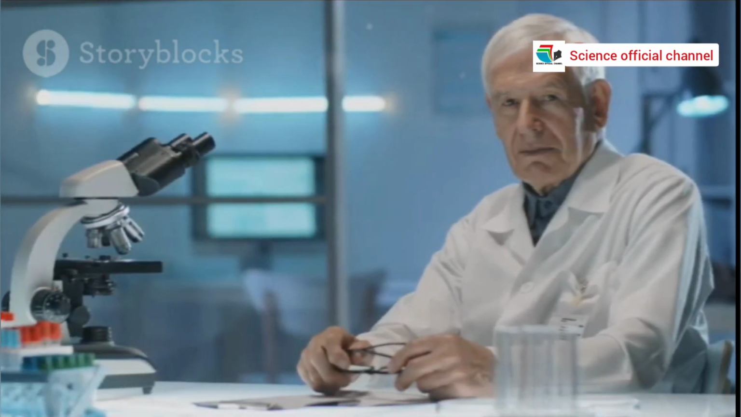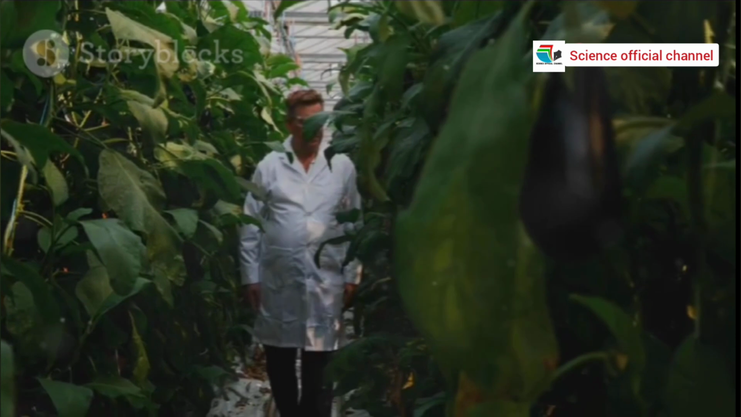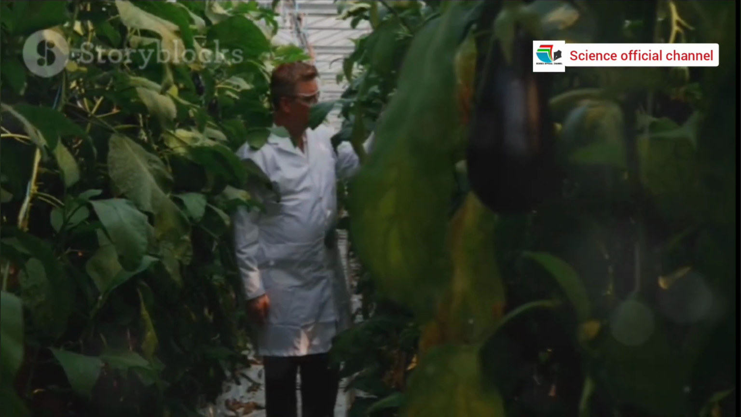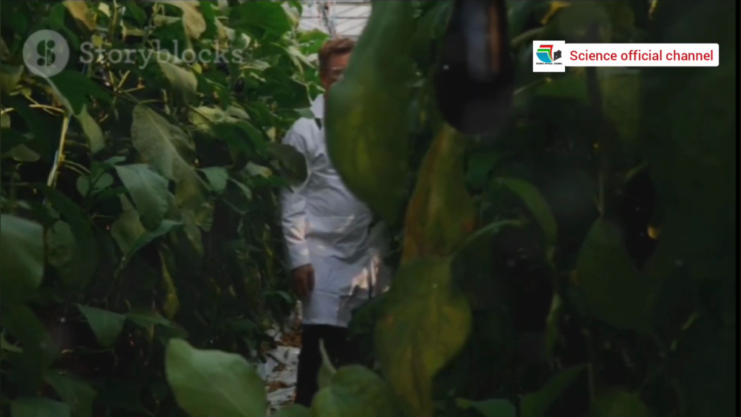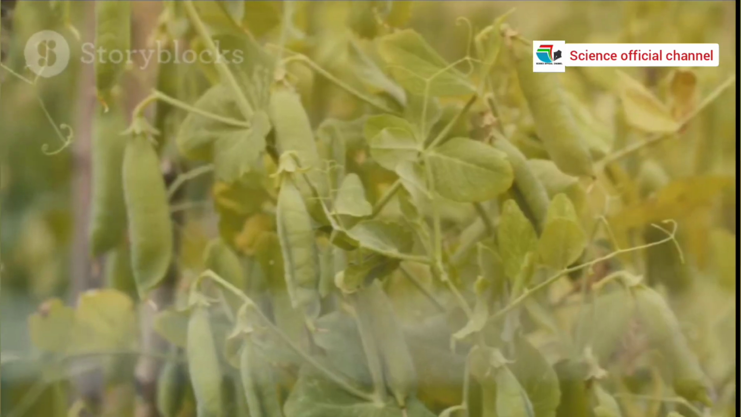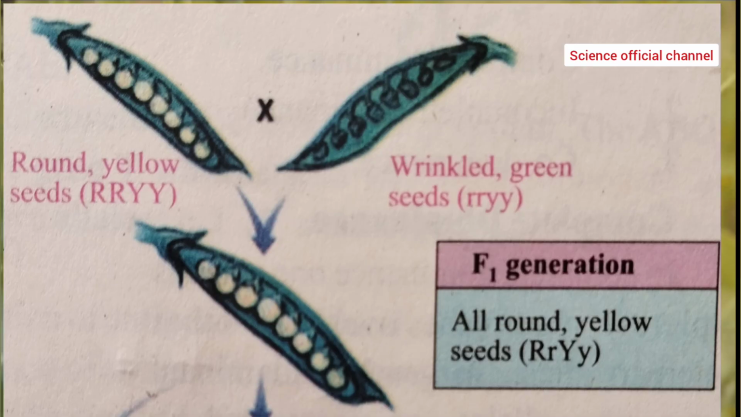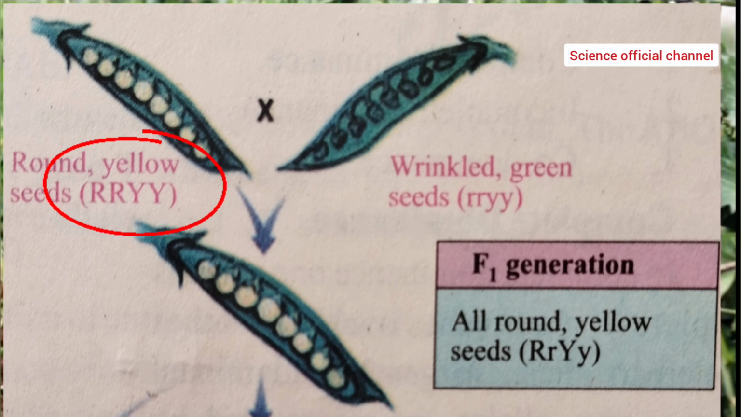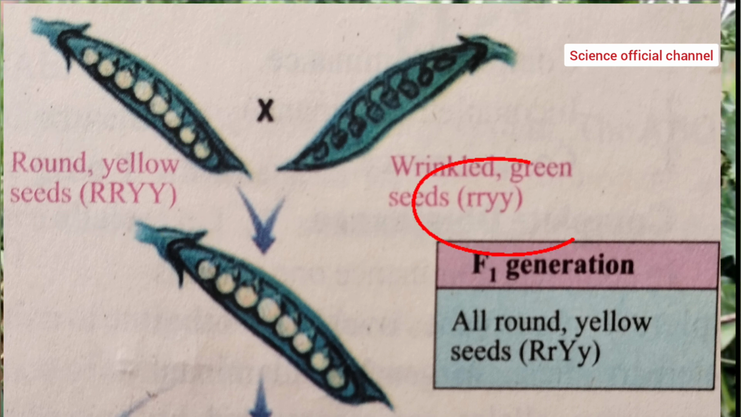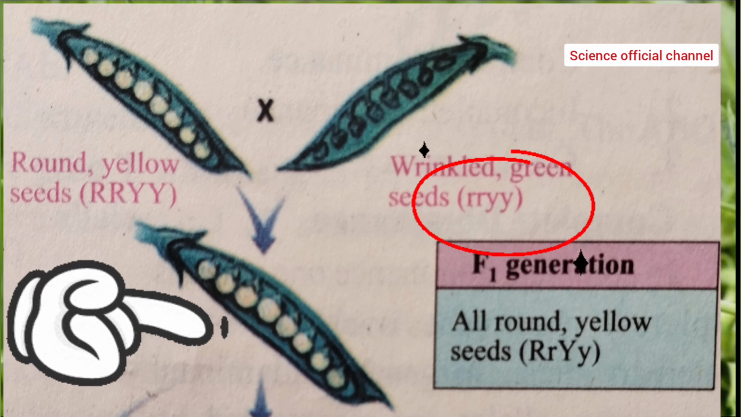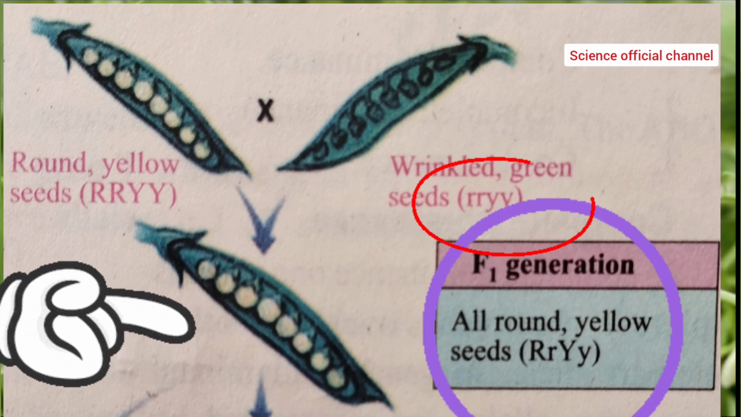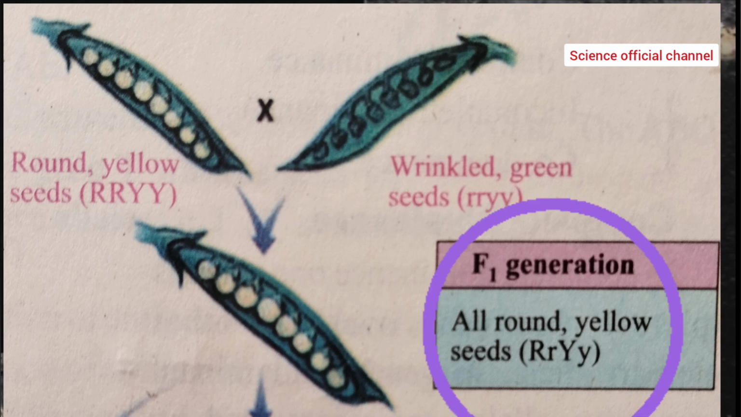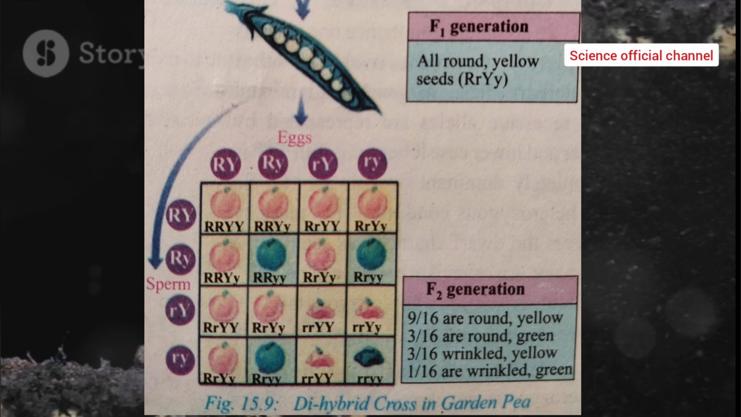Mendel's law of independent assortment. After monohybrid crosses between contrasting traits of pea plants, Mendel shifted his attention to dihybrid crosses. In one of his dihybrid crosses, he selected a homozygous pea plant that produces round yellow seeds, RRYY, and crossed it with a homozygous pea plant that produced wrinkled green seeds, rryy. In the F1 generation, he got all plants with round and yellow seeds, RrYy. It proved that round and yellow were dominant characteristics.